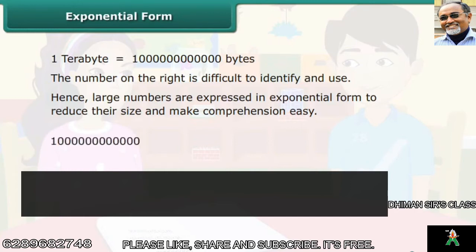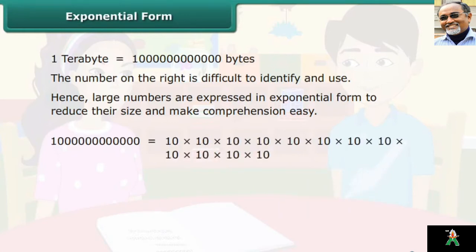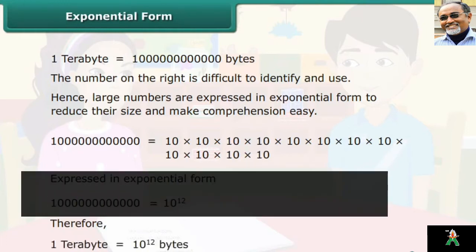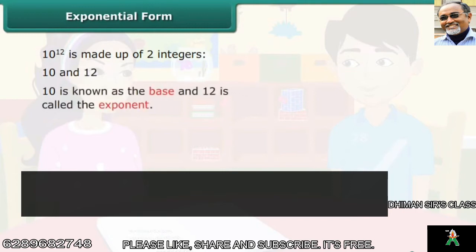1000000000000 is nothing but 10 multiplied 12 times. We use this knowledge and express 1000000000000 in exponential form as 10 raised to the power 12. Therefore, as rightly pointed out by Dhruv, 1 terabyte may be expressed as equivalent to 10 raised to the power 12 bytes. 10 raised to the power 12 is made up of two integers, 10 and 12. 10 is known as the base and 12 is called the exponent.